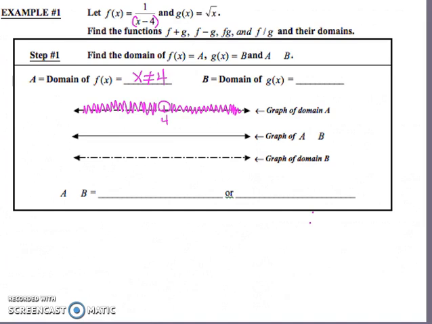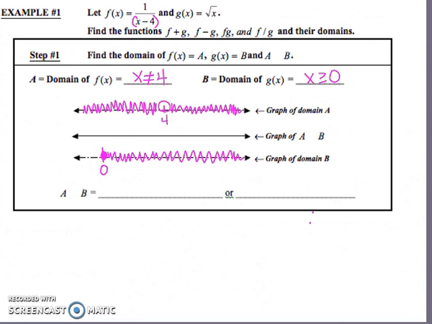g of x is the square root of x. And we know that for the square root of x, anything under the radical must stay 0 or bigger. So we're going to say our domain is that x must be greater than or equal to 0. And we're going to graph the domain of B on the bottom dashed line. So here would be the number 0, and 0 is included because we can have 0 under the radical. We just can't have anything less than 0. So anything 0 and up is going to be good for our domain for our g of x function.